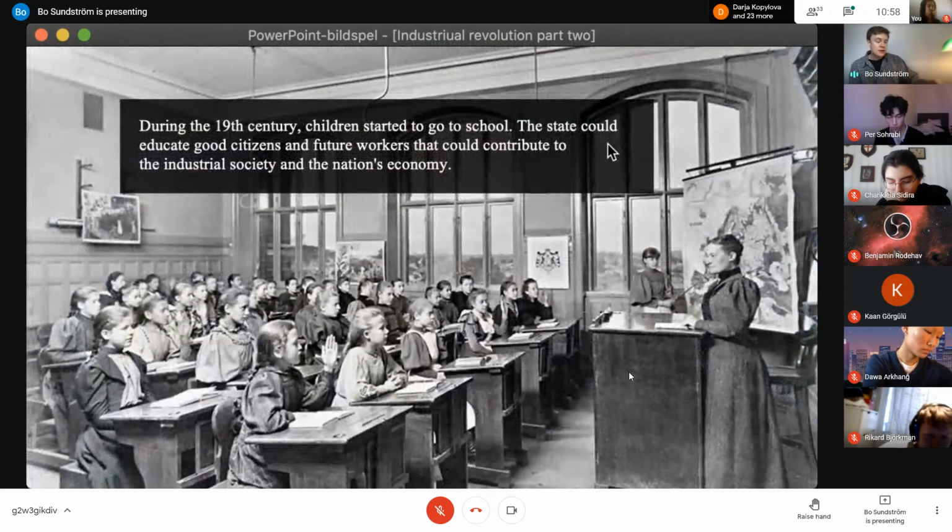Another thing that happened during the Industrial Revolution was the school. During the 19th century, children started to go to school. The reason this happened was that before, most kids worked, and perhaps the only education they got was from the church. But now the state had a new interest, and it was to educate everyone.